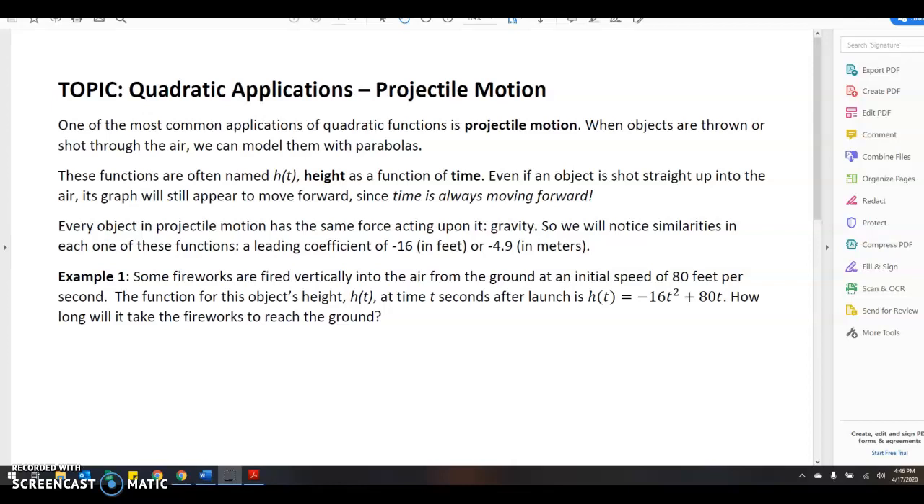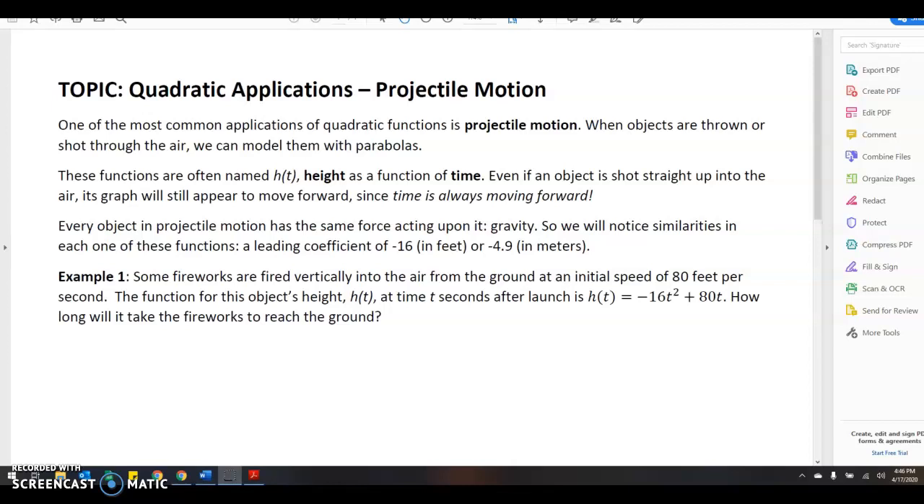And so when we do that, the equations that we get, we often call them h of t. And so that's function notation, which we talked about at the beginning of the year. Those were the problems that looked like f of x equals whatever. But these we call them h of t because they are height as a function of time. And so what they're telling us is how high an object is based off of the amount of time since it was thrown or shot into the air.